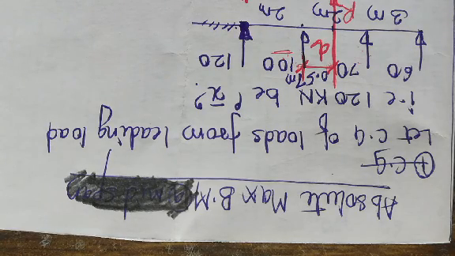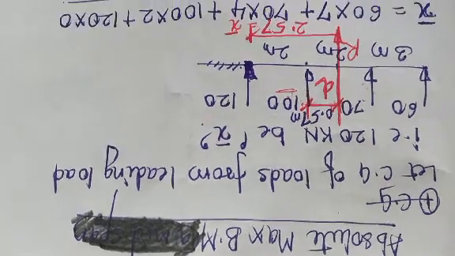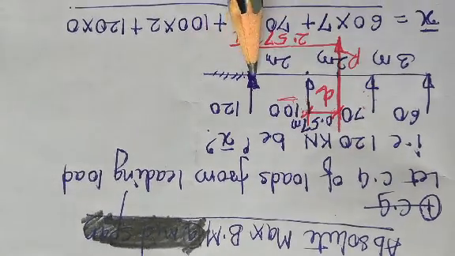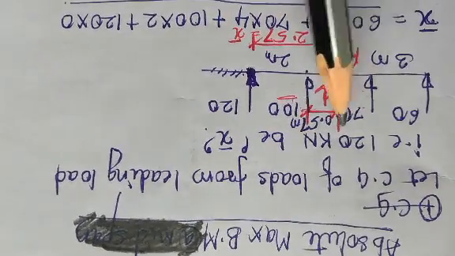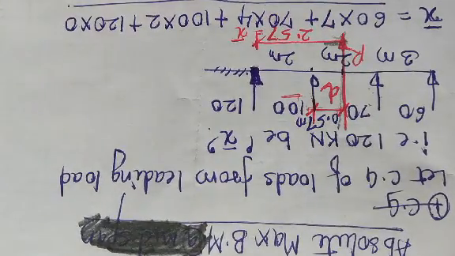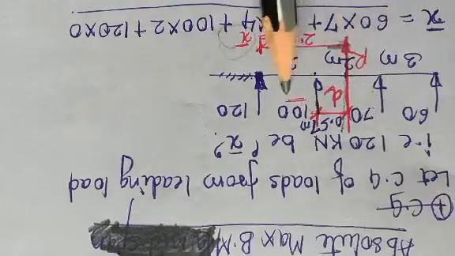Next, to calculate the absolute maximum shear force, what is the first step? You have to calculate the distance of the CG. Now let the CG of the loads from the leading load be x bar. So this is your resultant somewhere. First you don't know where it lies. Only after doing the calculation for x bar do you understand where it lies.